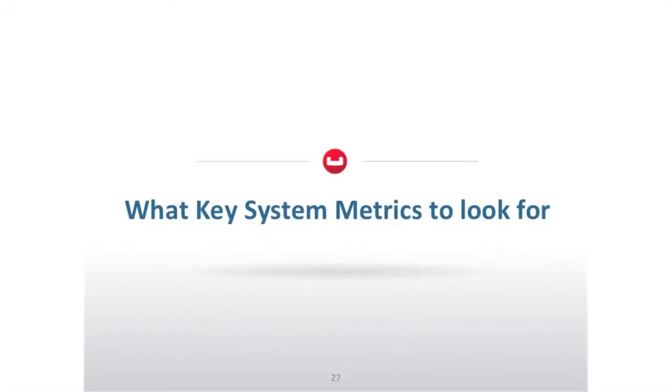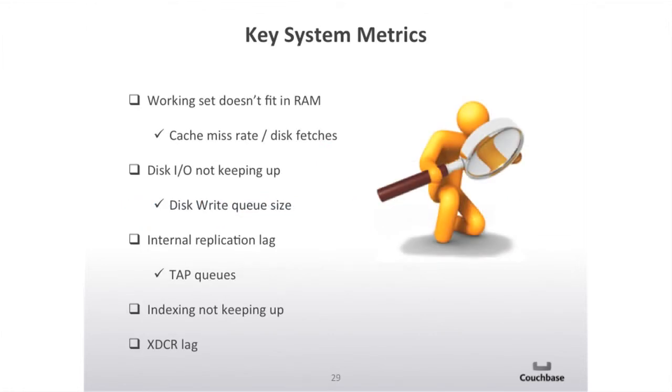So what are the key system metrics to watch for? Here I'll explain a symptom, and then I'll explain which key metrics to look for. If the symptom is that the working set doesn't fit in RAM, we usually look at the cache miss ratio plus the disk reads per second. That indicates there's no more space in the RAM, and the read operations are happening from the disk.